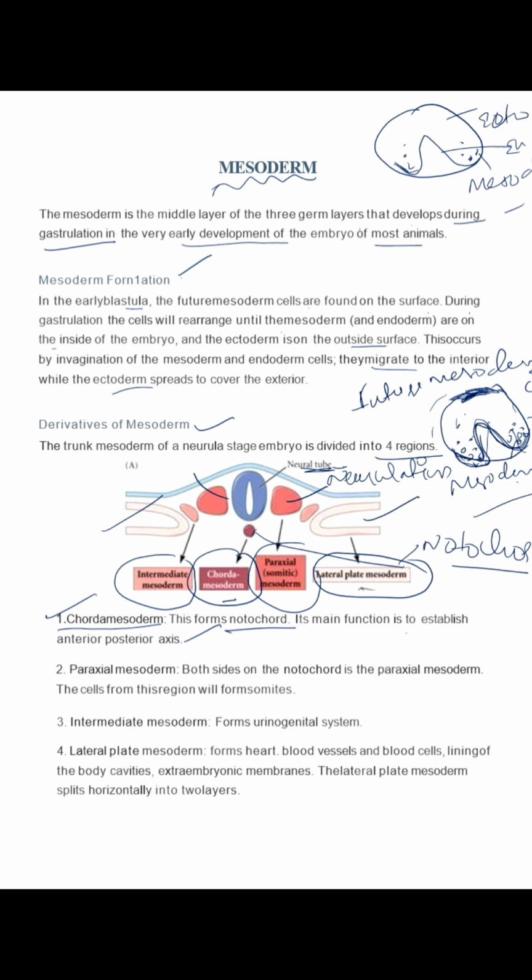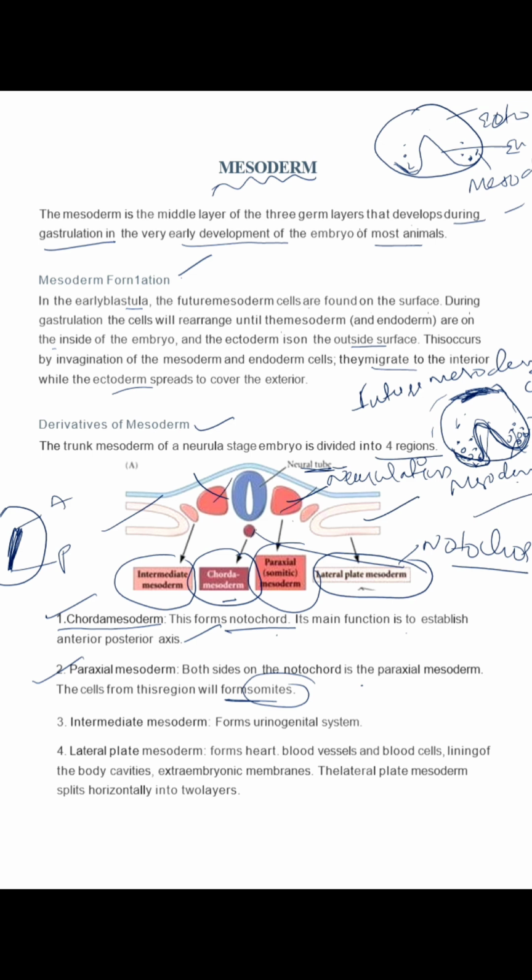By developing the notochord, it leads to the development of the anterior-posterior axis. If the embryo is forming like this, the notochord structure divides the embryo, giving an axis, an anterior part and a posterior part. Now next is the paraxial mesoderm. It is present on both sides of the notochord, and the cells of this region will form the somites.